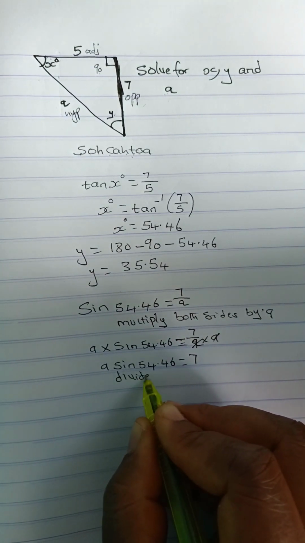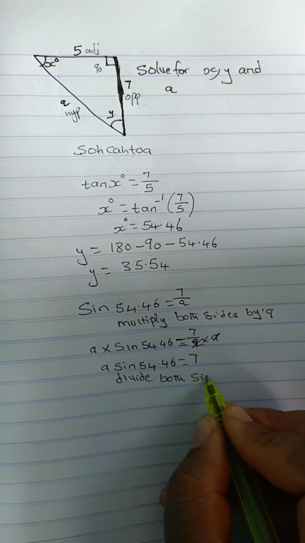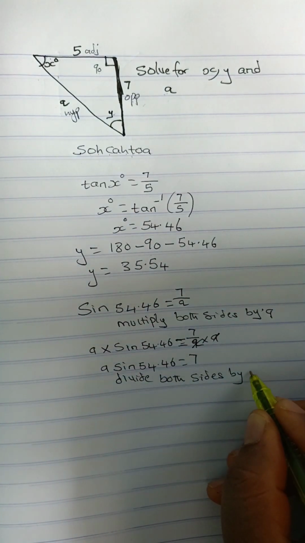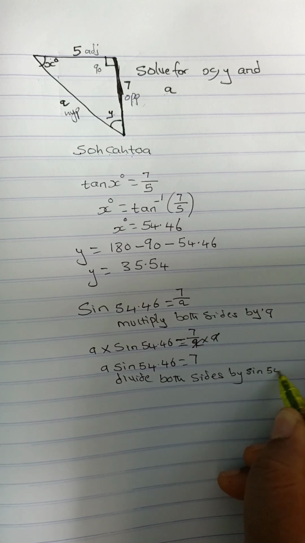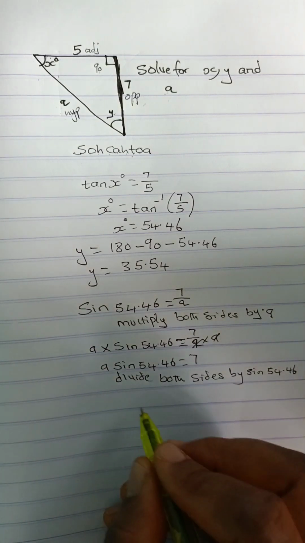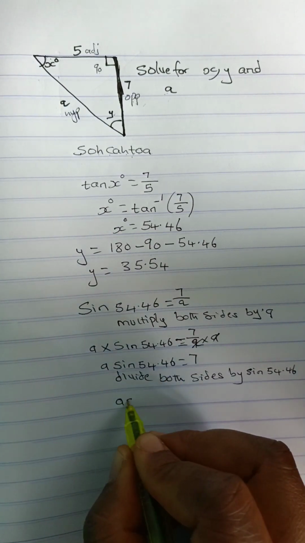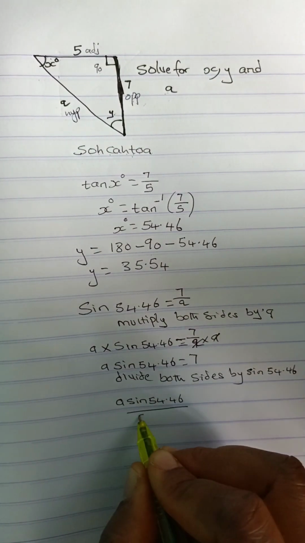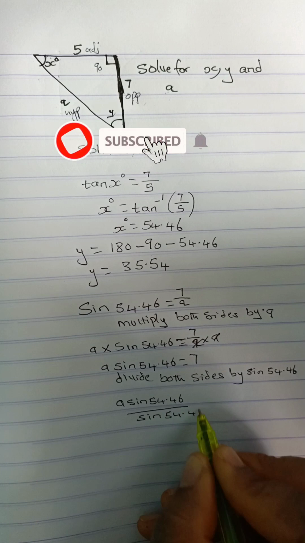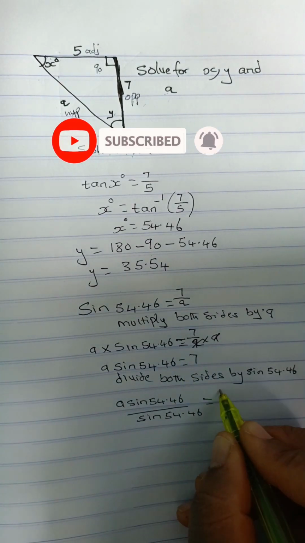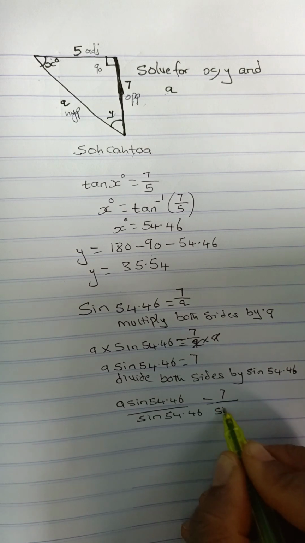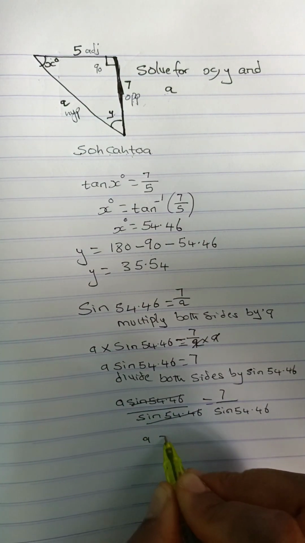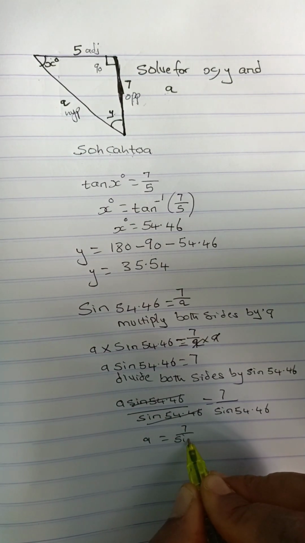We want A to stand alone, so we divide both sides by sine 54.46. So this is what I mean: A sine 54.46 divided by sine 54.46 equal to 7 divided by sine 54.46. This cancels out this, and now A is standing alone, so we can solve for it.